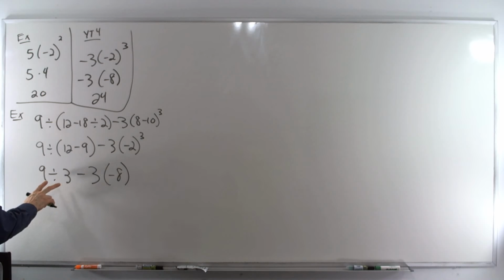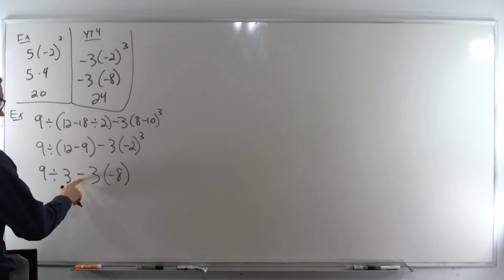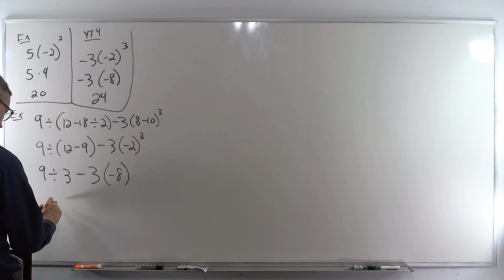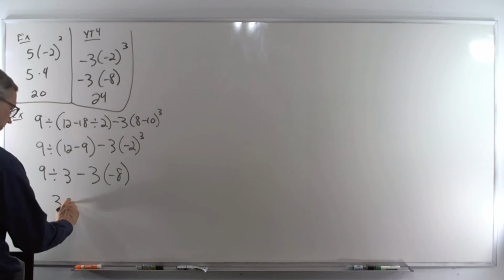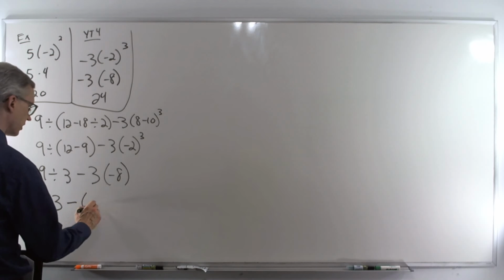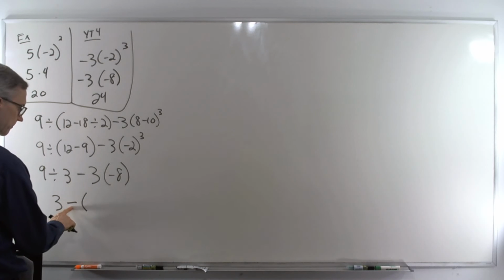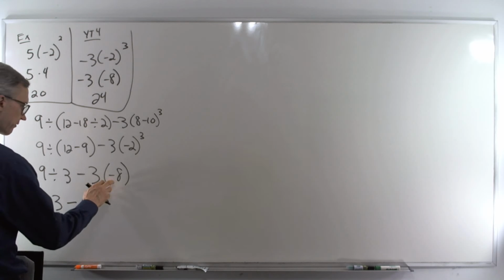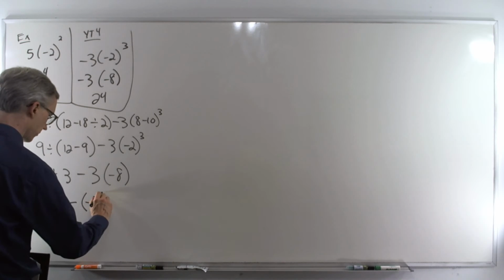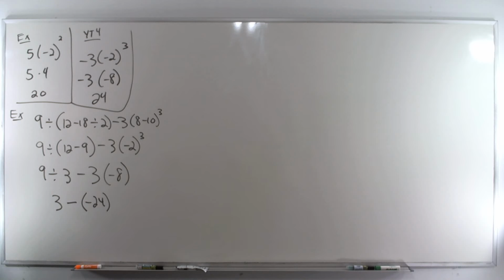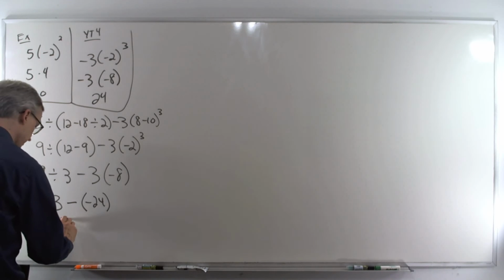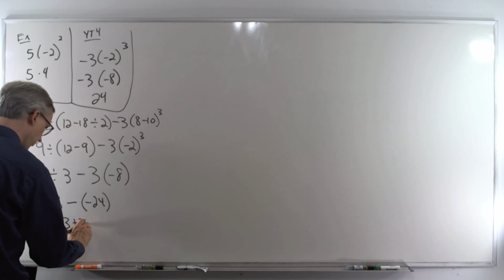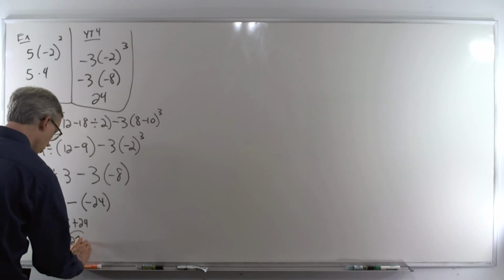All right, now we've got a division, multiplication separated by subtraction, so I'm going to do this. 9 divided by 3 gives us 3. And we can do this one as well. Keep the negative sign, and then 3 times negative 8 is negative 24. And subtracting negatives is like adding a positive, so that turns into 3 plus 24, or 27.